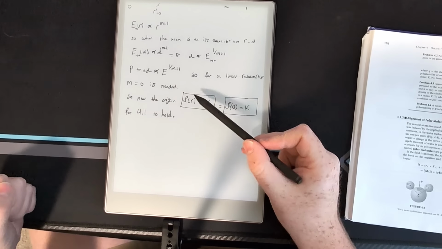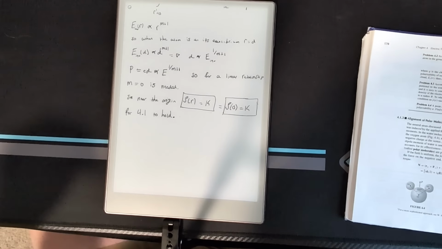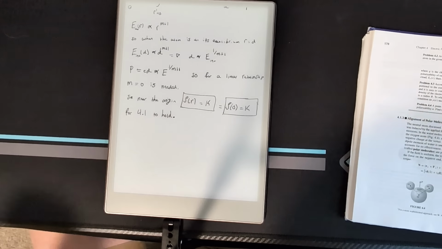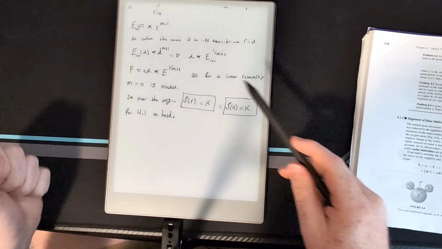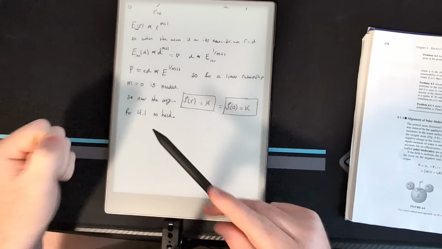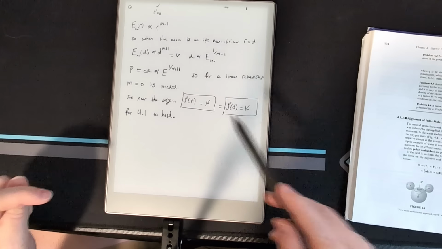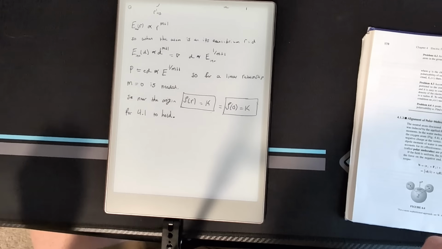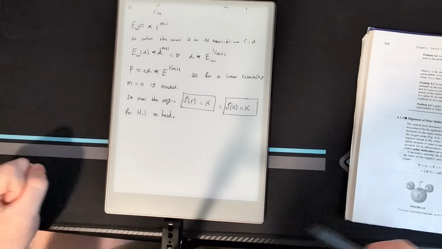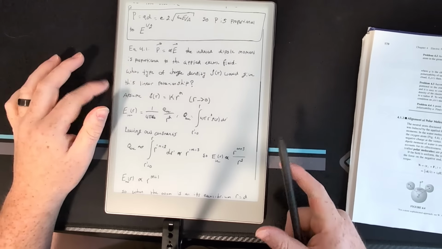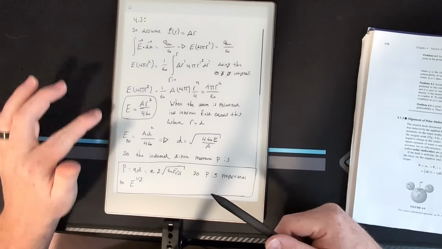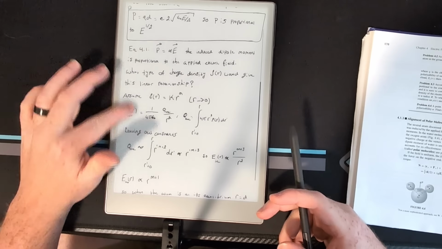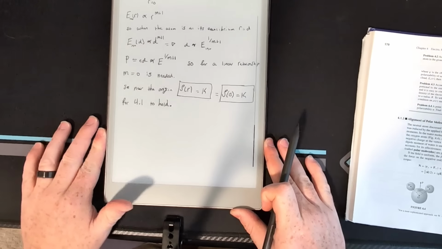So anyways, to recap, if we want our dipole moment to be linearly proportional, then our charge density function needs to be equal to some constant in this sort of weak field limit. All right, so I think that covers problem 4.3.